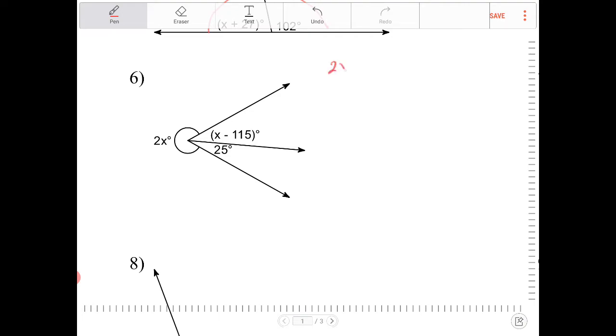So I say 2x plus x minus 15, 115, plus 25 should equal to 360. Combine like terms, I get 3x minus 90 is equal to 360. 3x is equal to 450. Divide by 3, x is equal to 150.